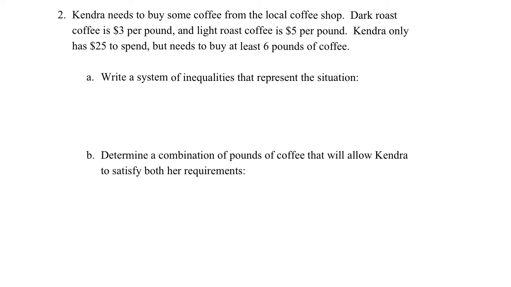Okay, here's another type of word problem that you're going to encounter in this course. This one says that Kendra needs to buy some coffee from the local coffee shop. Dark roast coffee is $3 per pound. Light roast coffee is $5 per pound. Kendra only has $25 to spend, but needs to buy at least 6 pounds of coffee. So the first question says, write a system of inequalities that represent this situation.